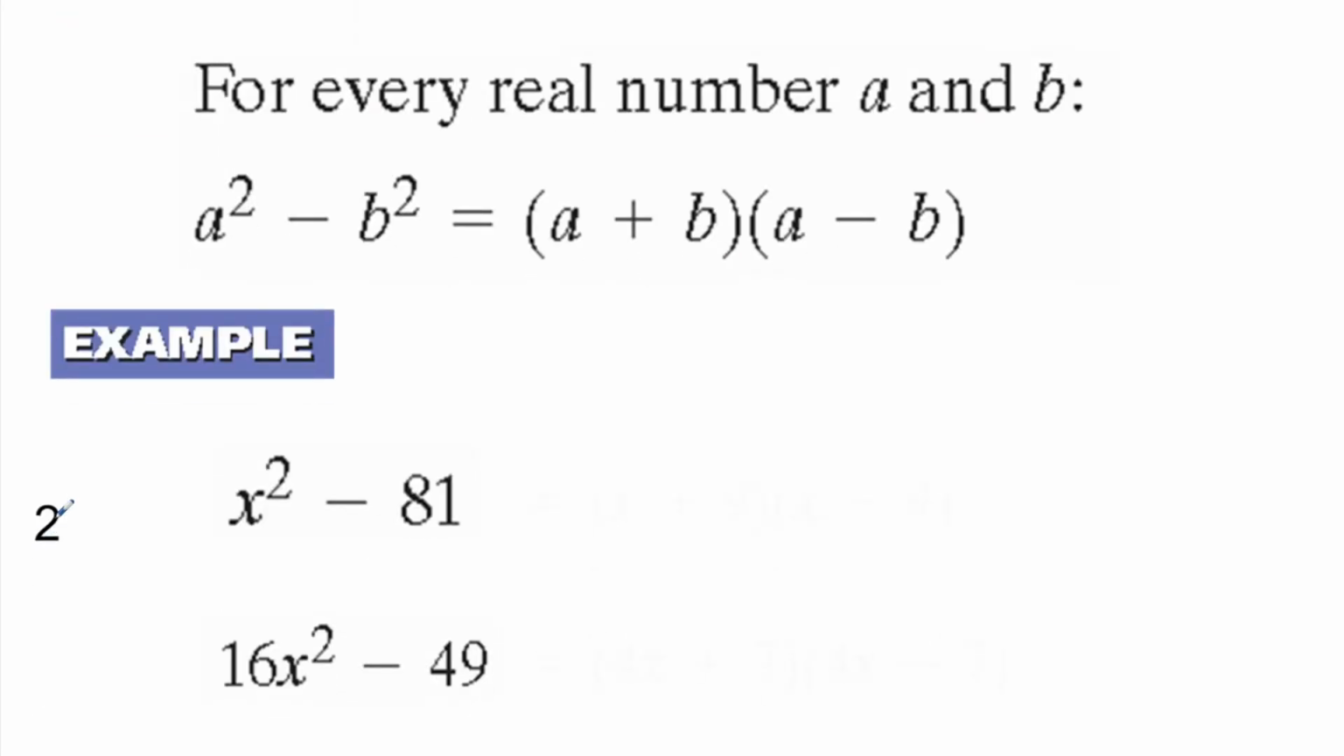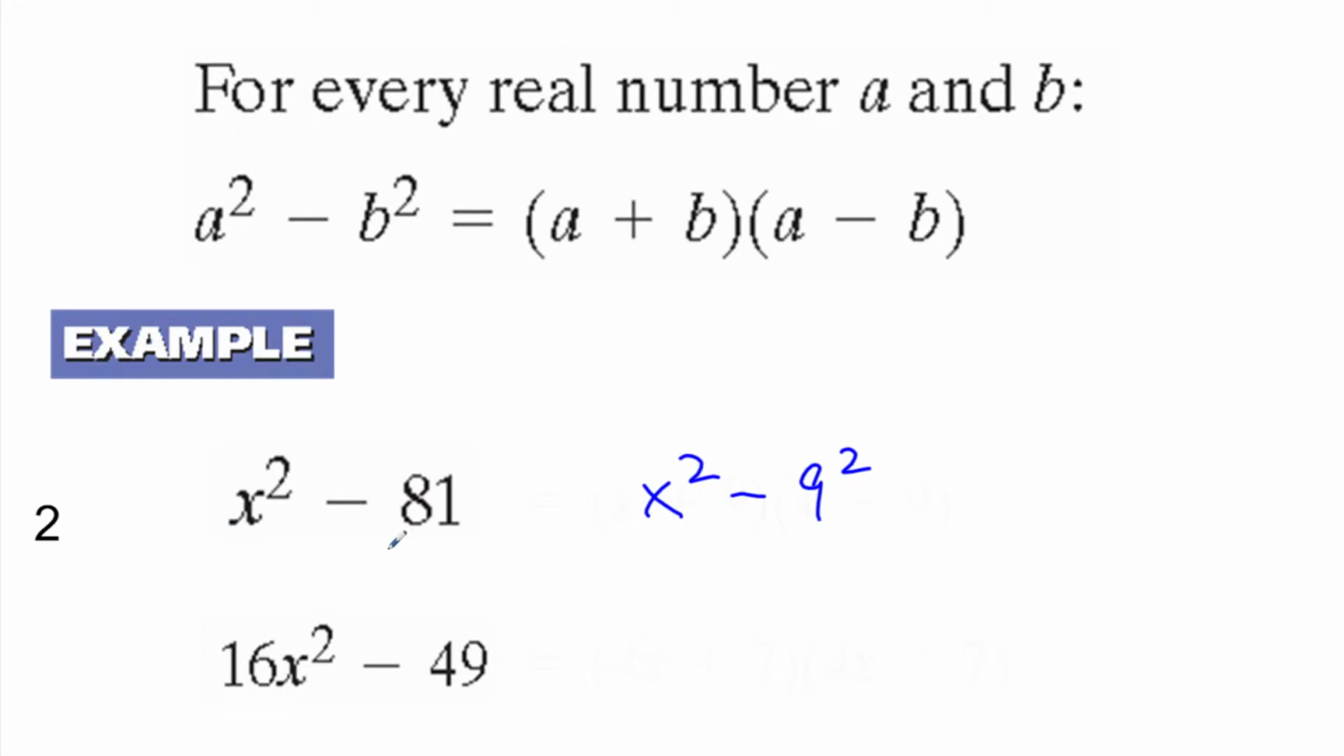Okay, so if I take this x squared minus 81, the first part of this is already something squared. So I'm going to say that this is x squared. The 81 doesn't look like something squared, but I can rewrite it. 81 is really 9 squared. It's 9 times 9. And so I can write 81 as 9 squared.